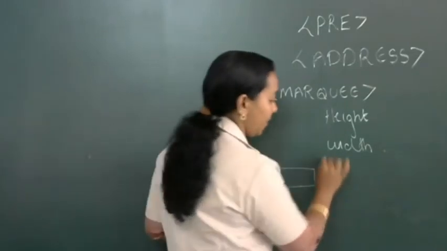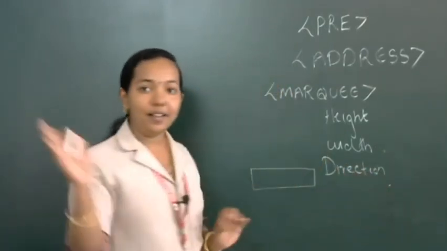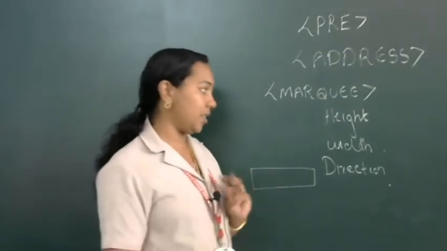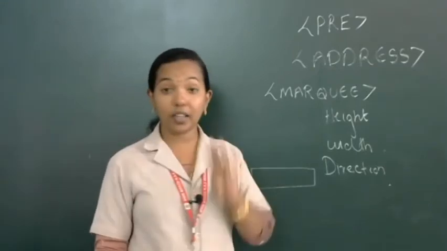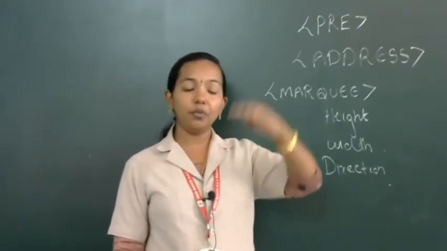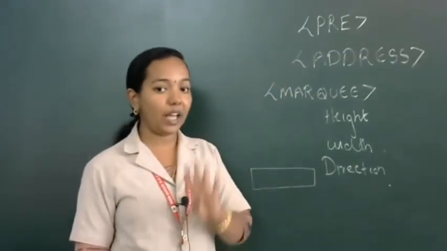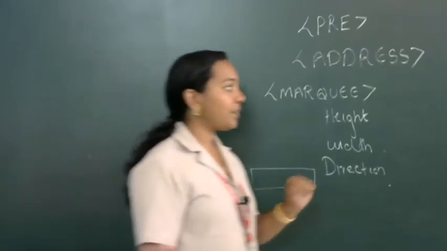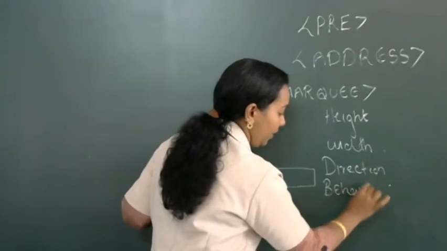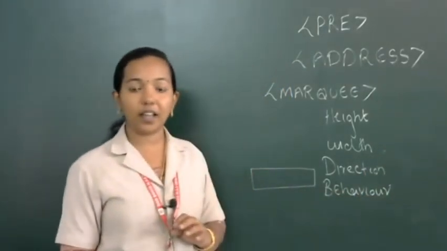The third one is direction, in which manner the text is moving. There are four possible values available. We can move the text up, down, left, right. Then after that, behavior. Behavior means in which manner the marquee is represented in the web page.